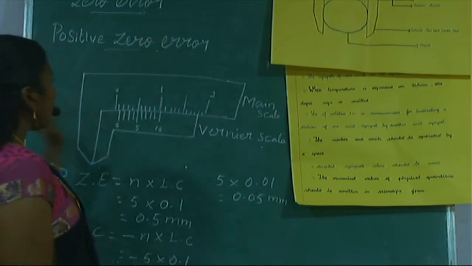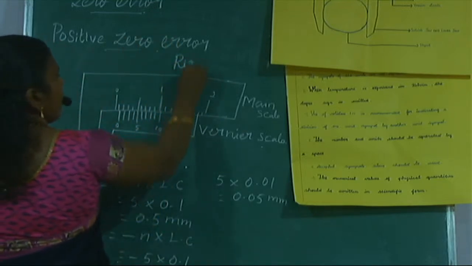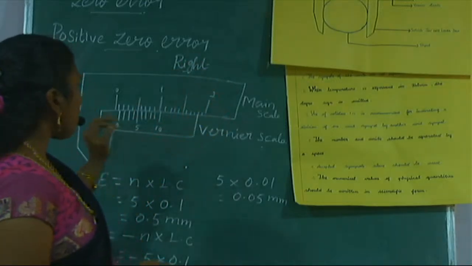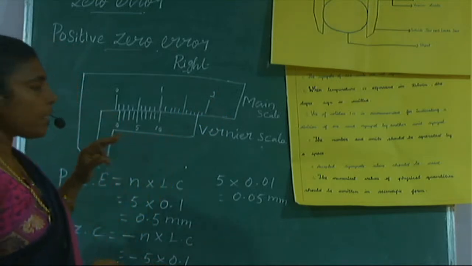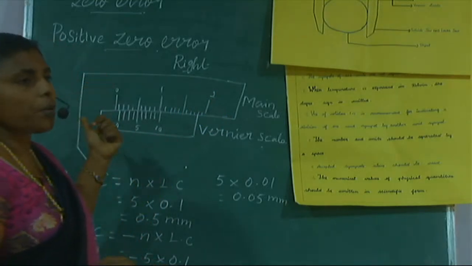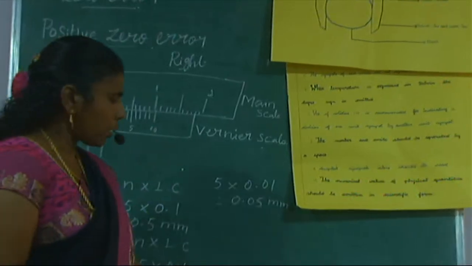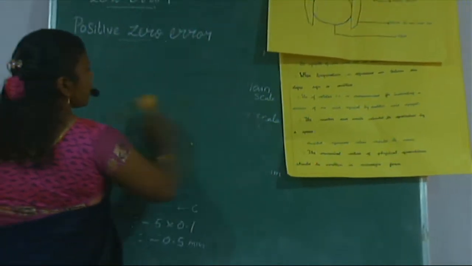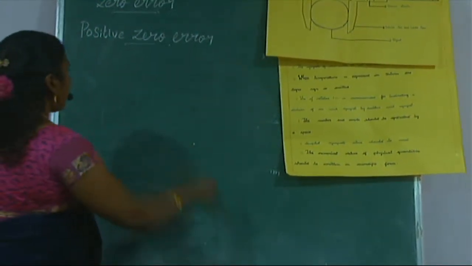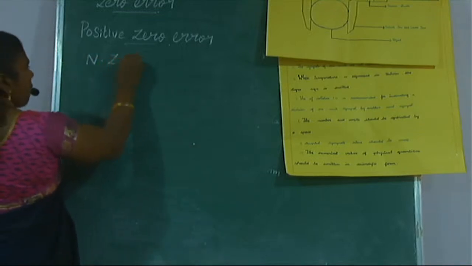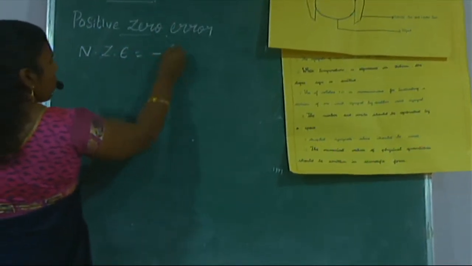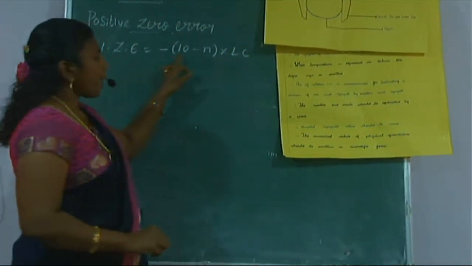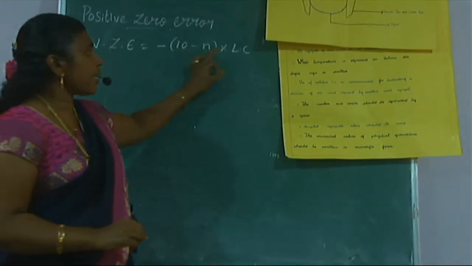For positive zero error we wrote on the right side; for negative zero error we have to write on the left side. The 0 of the Vernier scale just shifted to the left of the main scale 0 is called negative zero error. So the negative zero error formula is minus of 10 minus N into LC. What's the formula? Minus of 10 minus N into LC.